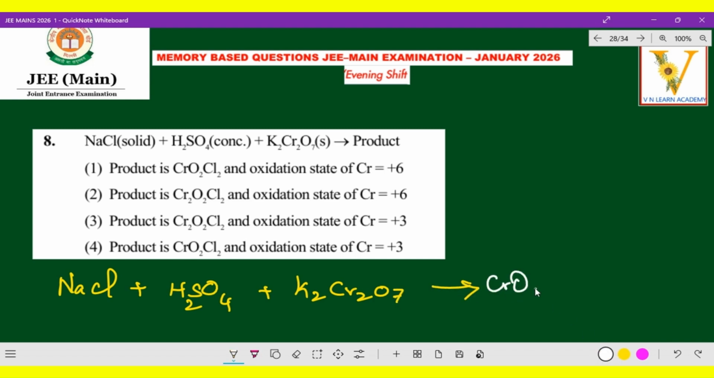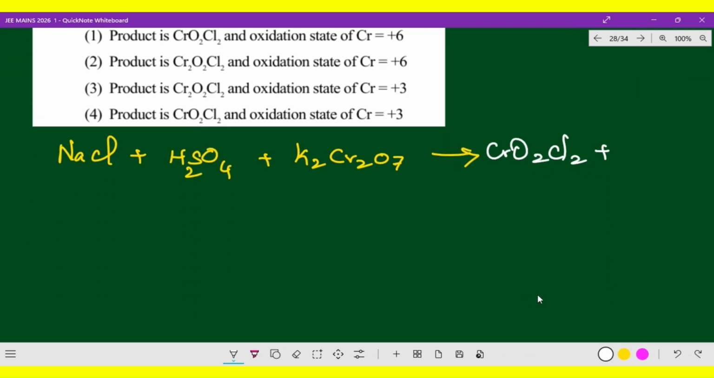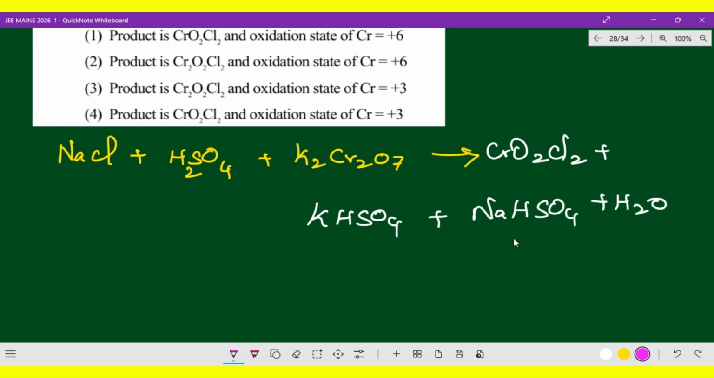CrO2Cl2, chromyl chloride, plus potassium hydrogen sulfate, KHSO4, plus sodium hydrogen sulfate, NaHSO4, plus H2O. So this is the product. Okay, balancing that equation. Now here K2, potassium is 2, and oxygen 7 is there. Now chromium also 2 is there. So if we put 2, chlorine 4 is there. So here we will put 4, and sodium also 4 will be there.